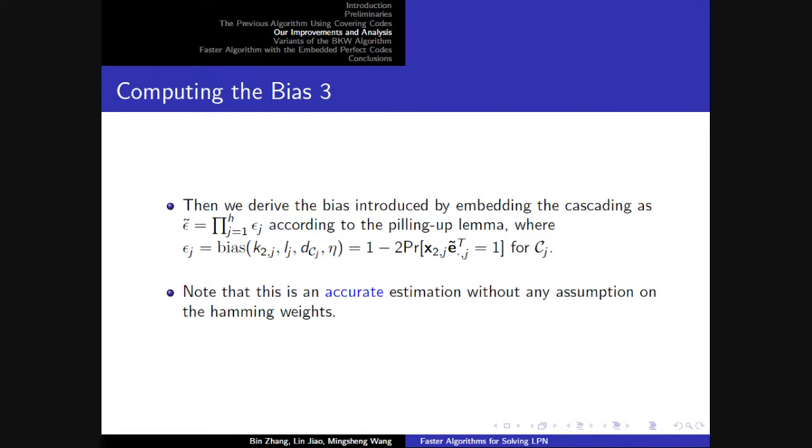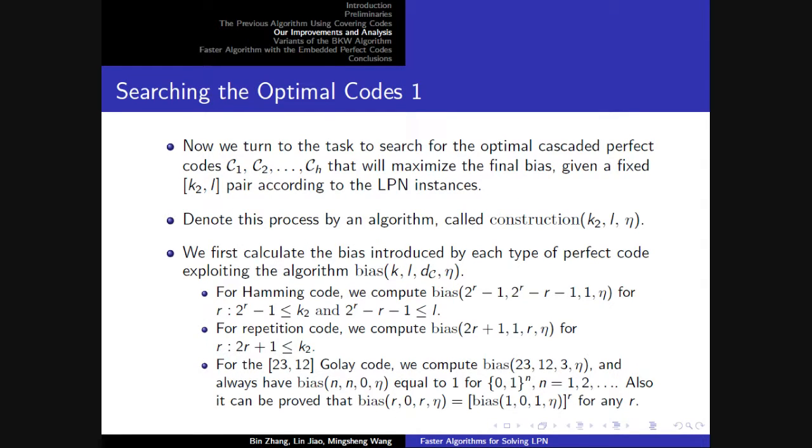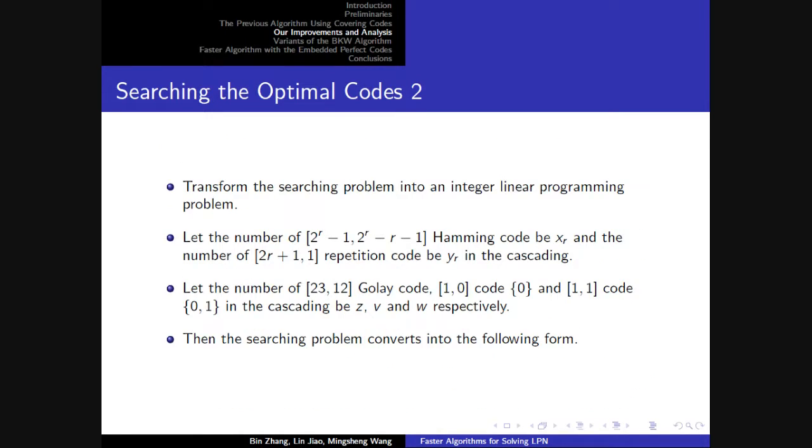We give the accurate estimation without any assumption on the Hamming weights. And then we turn to the task to search for such optimal cascaded perfect codes that will maximize the final bias, given a fixed error prior according to the instance. We just count the number of codes with different variables, and we transform it into an integer linear programming problem. These are the details, we did not go into it.